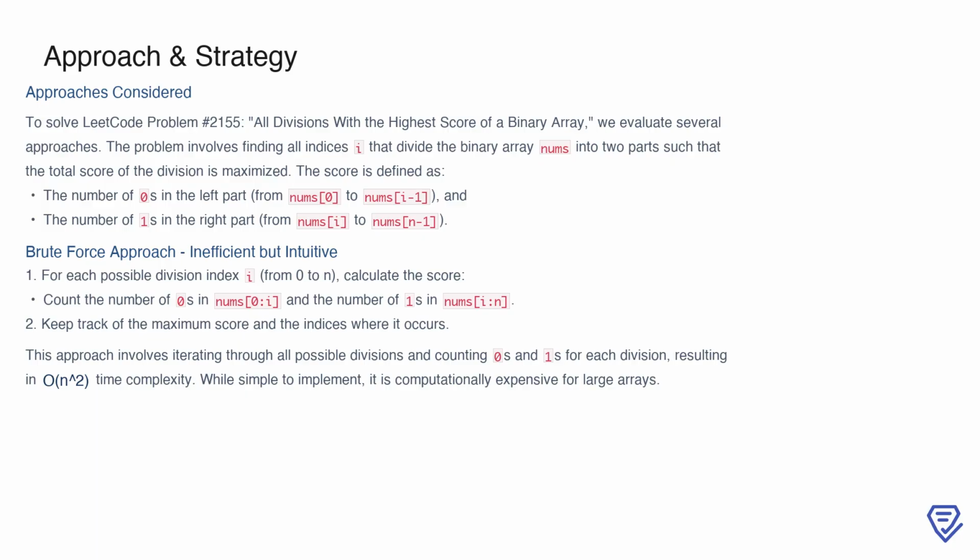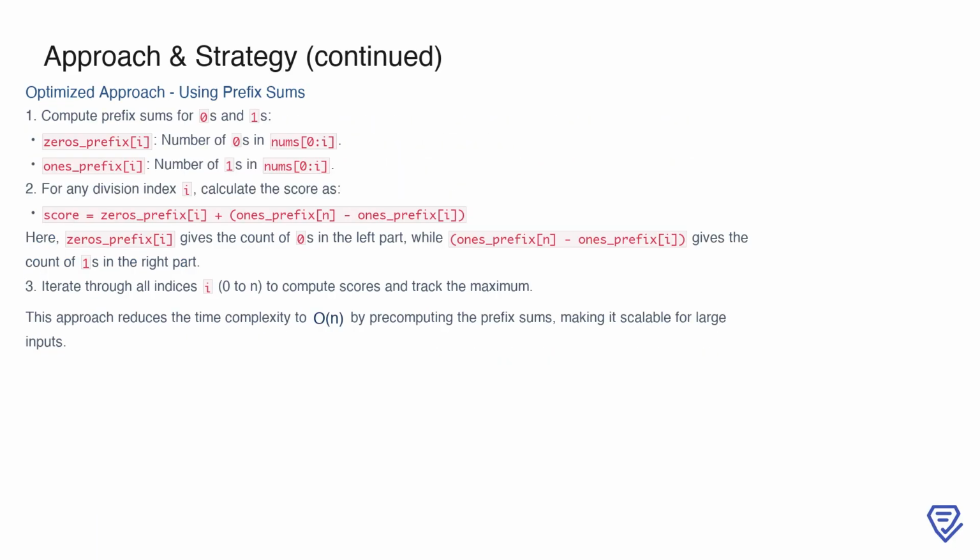Since we recalculate counts for every division, the time complexity becomes n squared, which is computationally expensive for larger arrays. This makes the brute force approach impractical for large inputs, prompting us to look for optimizations. To improve efficiency, we can use an optimized approach based on prefix sums. The idea here is to pre-compute cumulative counts of zeros and ones, which allows us to calculate the score for any division index in constant time.